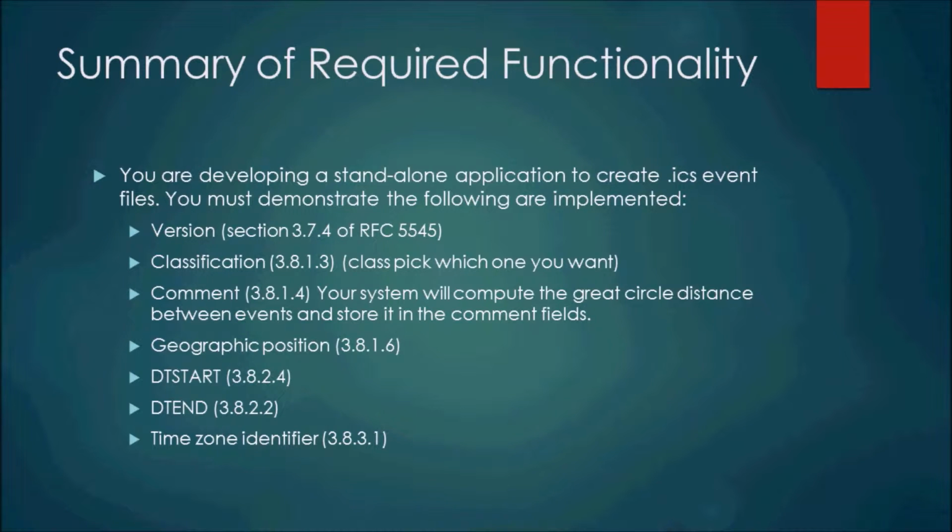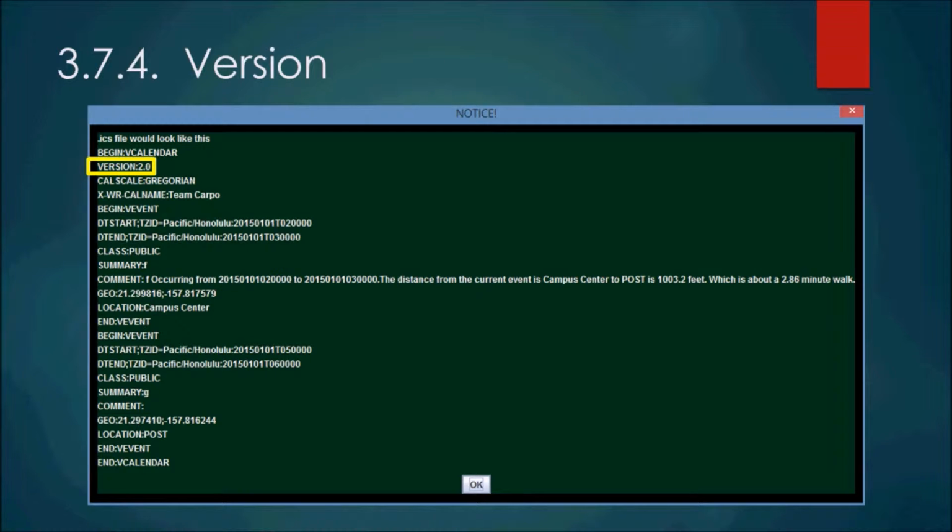There are requirements for version number, classification, comments that include greater circle distance, geographic position, date start, date end, and time zone identifier. According to 3.7.4, the version requirement is a property that specifies the identifier corresponding to the highest version number. In our program, the highest version number is 2.0. This is an example output with the version number.